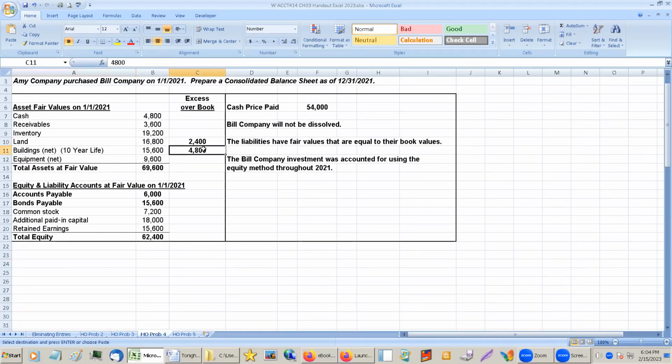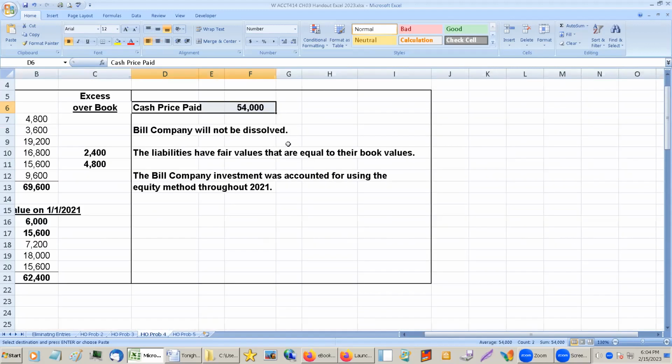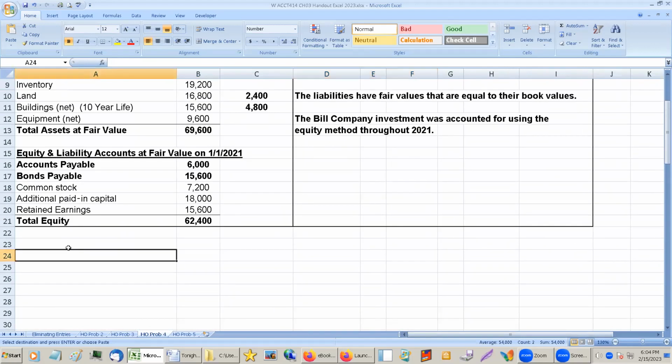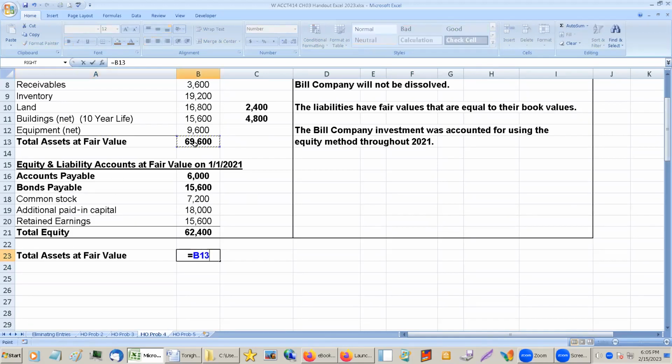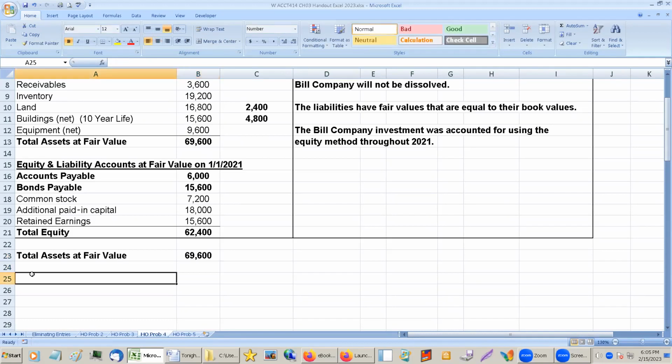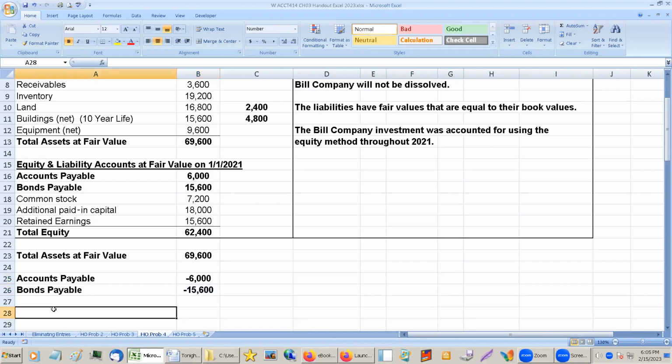All right, so let's take a look here. So we have... We paid 54,000. And the question is, what did we get for it? Well, our assets at fair value are that. Our liabilities at fair value are that. So the question is, what did we get? At least identifiable assets, I should say. I don't like that term, but anyway.